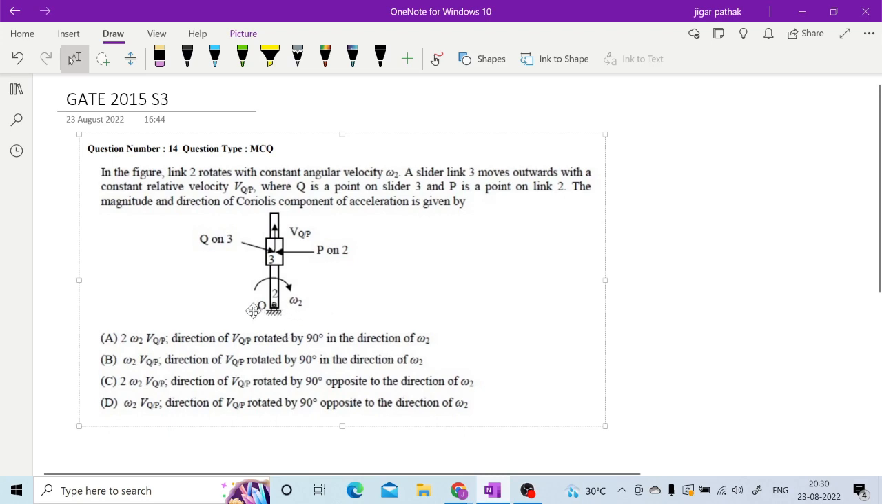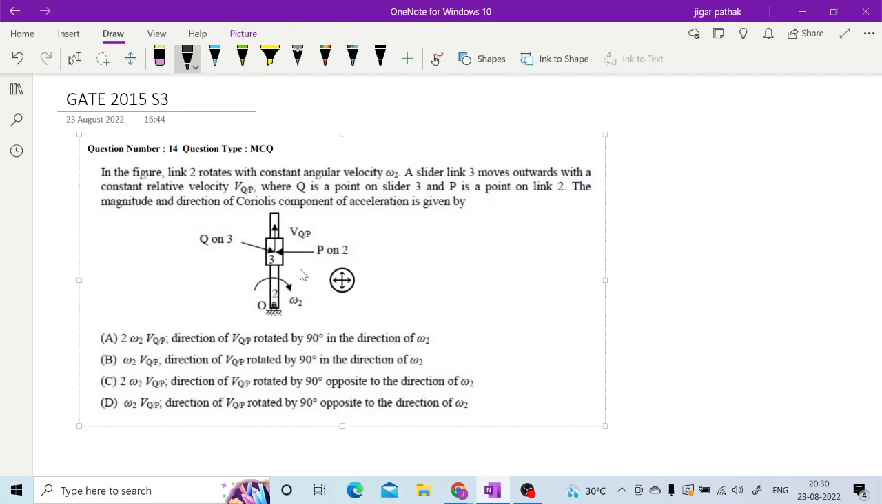C. No. Can anyone else try? A, sir. Option A is the correct answer. 2 omega v is the magnitude, and the direction of VQP is rotated by 90 degrees in the direction of omega 2 in order to get the direction of the Coriolis component. So 2 omega v will be in this direction. V will be rotated in the direction of omega.